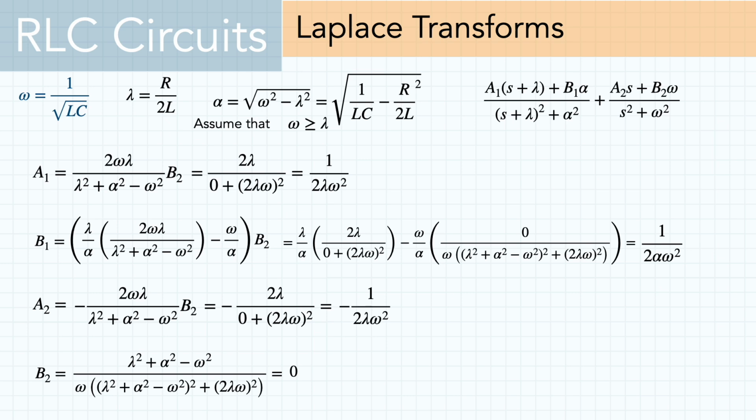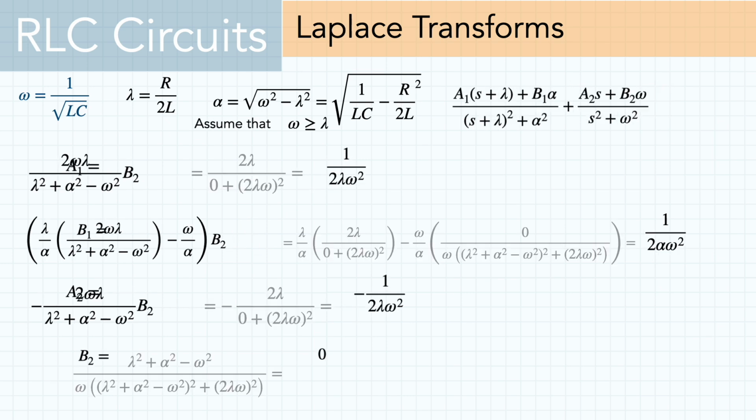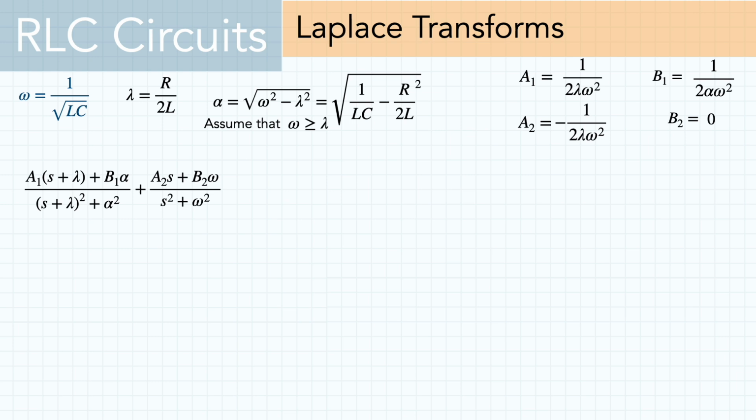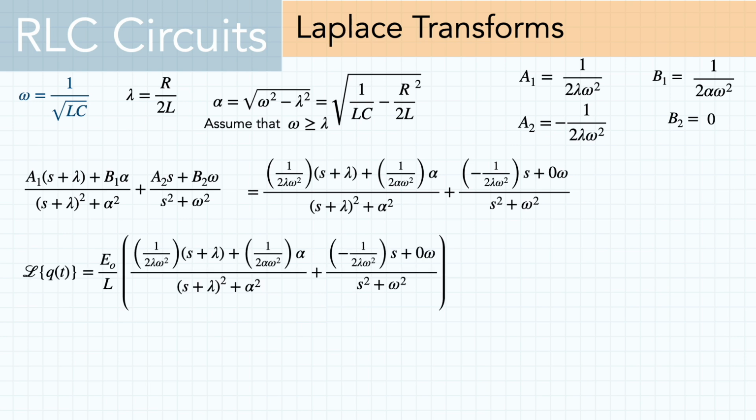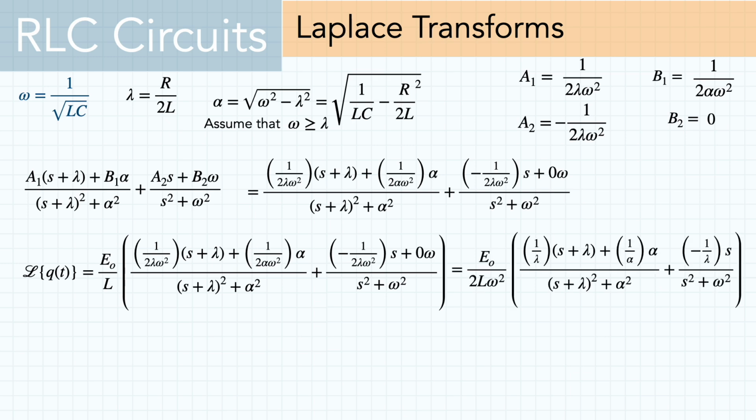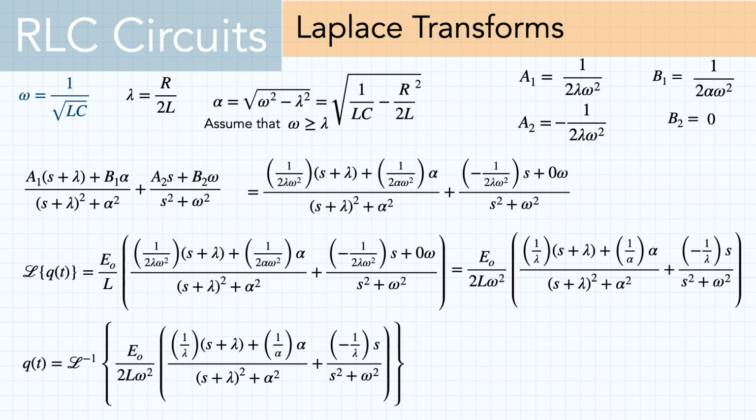Which might look like simple numbers, but let's not forget that we have defined the 3 variables as such. However, for the purposes of finding a solution, we can now plug these values into our model equation for A1, B1, A2, and B2. And once again, we can simplify them a bit, factoring out a 1 over 2 omega squared from all the terms, and we're left with simpler terms inside. We can simplify that a bit more, and now we're ready to take the inverse Laplace of our algebraic equation.